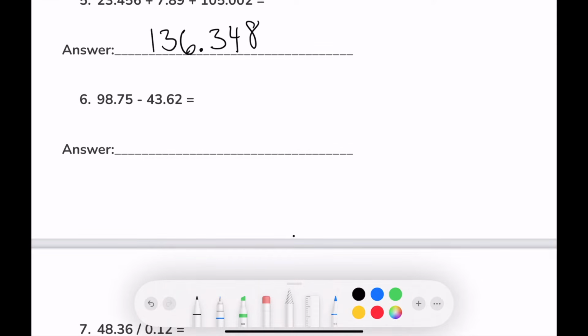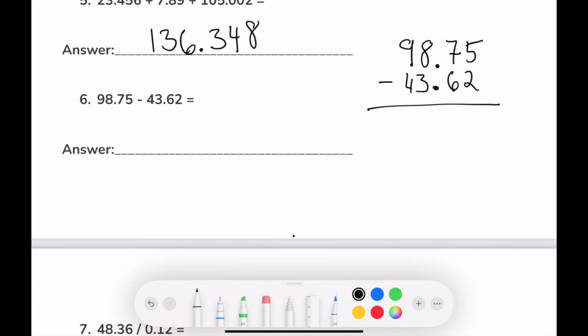Number 6, 98.75 minus 43.62. So let's write it up. 98.75 minus 43. Line those decimals up. 0.62. Clear it. We have the bar.